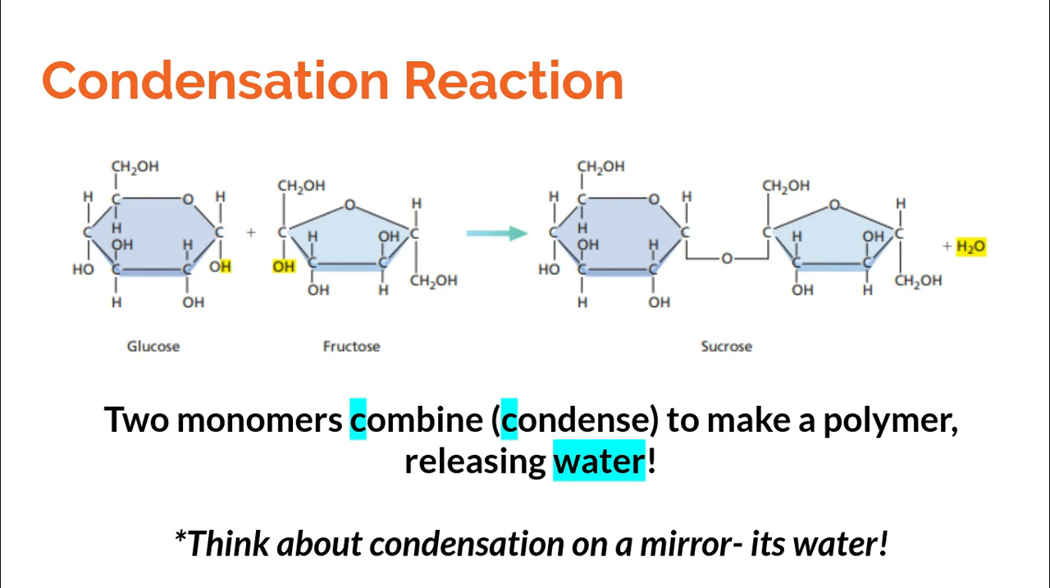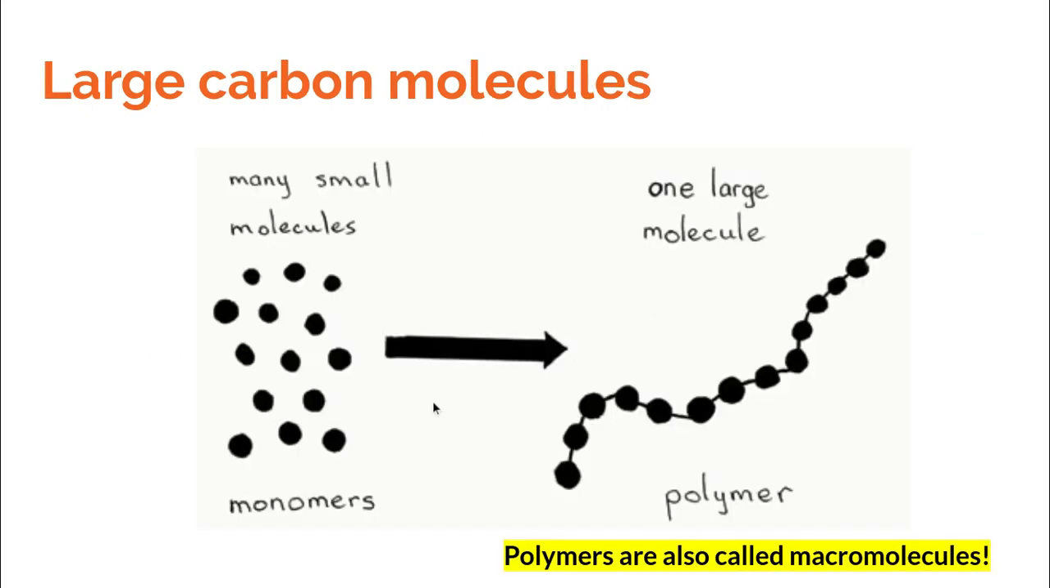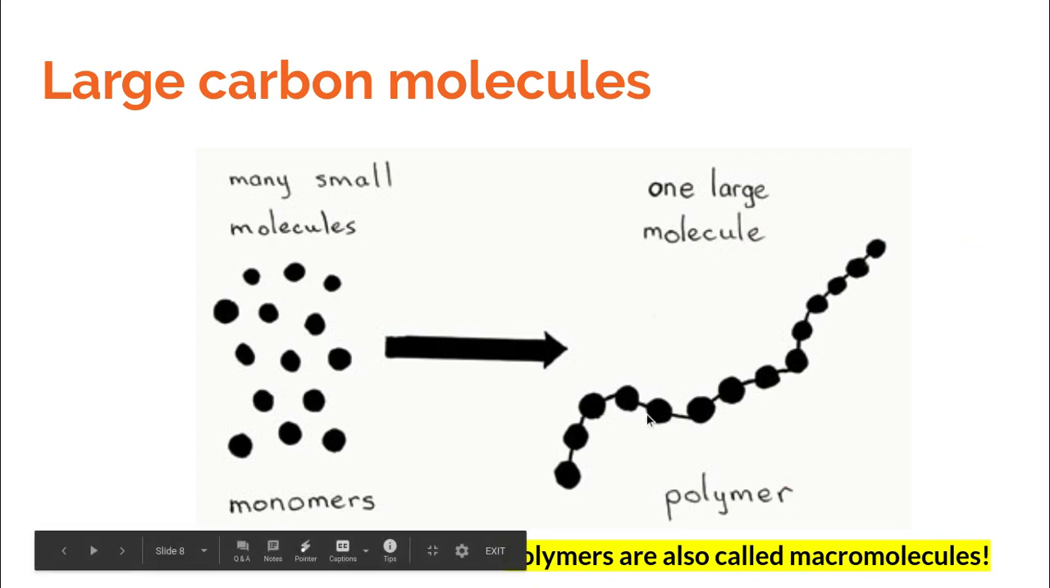So after you take a shower and you walk back into the bathroom and you look at the mirror, it's usually foggy and there's water vapor there and you have to wipe it off so that you can see your reflection. That water, that condensation, will help you to remember this type of reaction. So a condensation reaction, we take two monomers, we kick out a water, and we connect them to make a polymer. So that's one reaction that we can have between monomers and polymers.